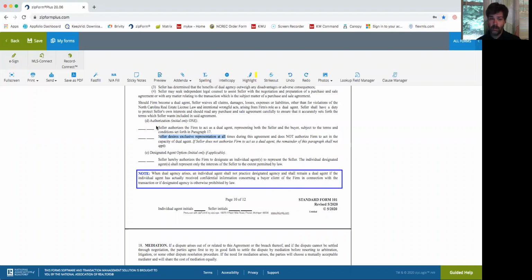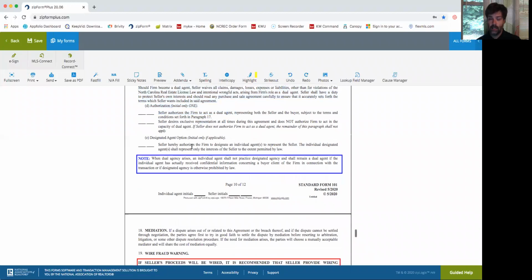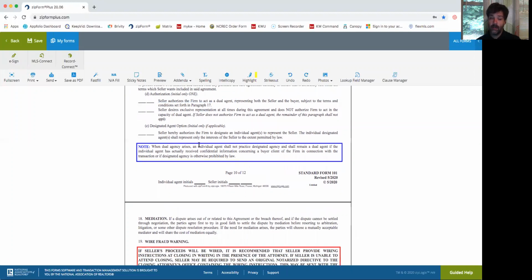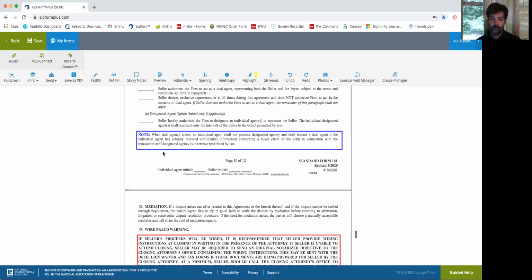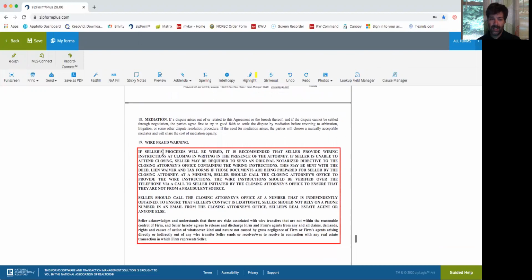Now, if they do opt for dual agent here, they could additionally opt in for designated dual agency. Of course, I'm not going to spend a lot of time further explaining that, but that would be a conversation you would have to have and let them initial one of these two options and possibly this one if they are okay with that as well. So make sure you get those initials there because that's very important.